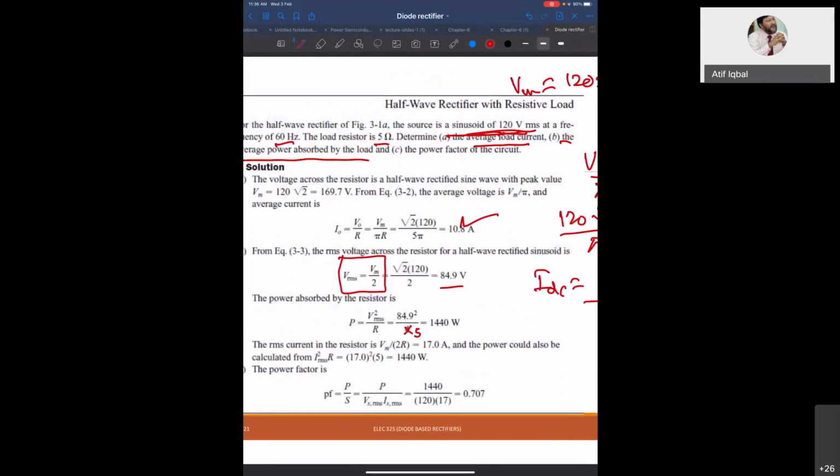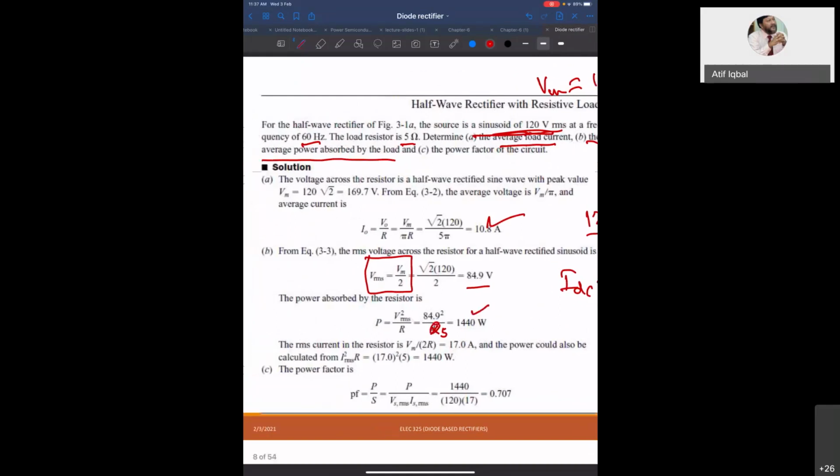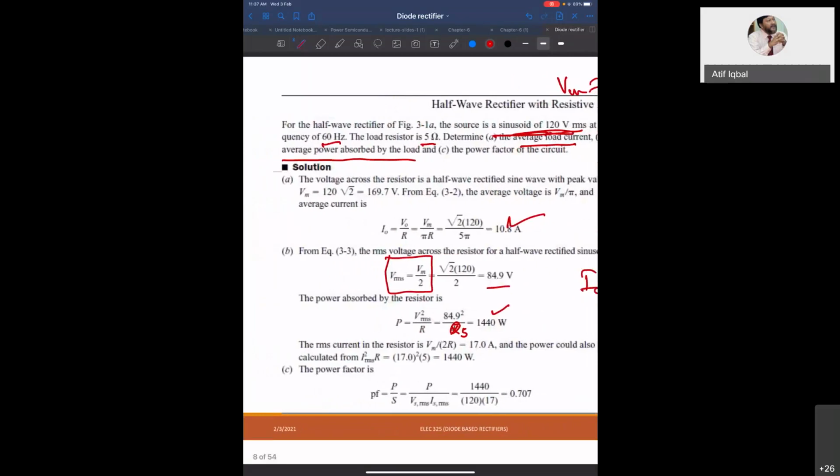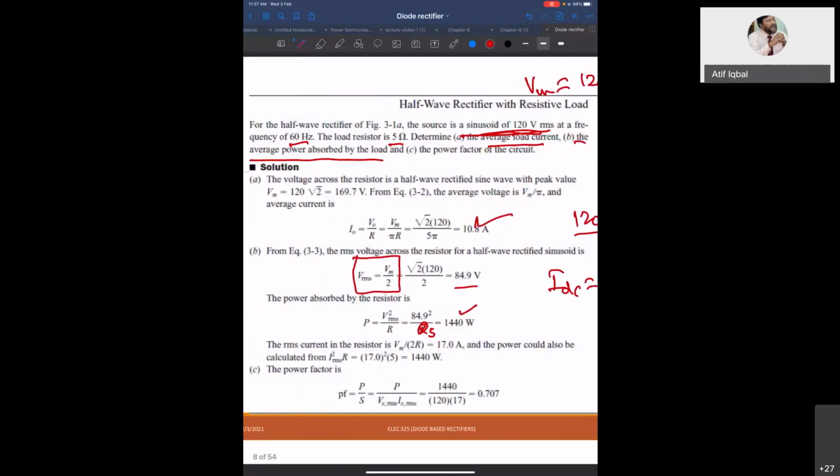Doctor, can you please repeat part A? Okay, I got lost. No problem, I will explain. Just let me check the calculation of this: 84.9 into 84.9 divided by 5 should be 1440. Okay, the answer is correct, but this value was not correct. Now the first part is that you have to find out the average load current.